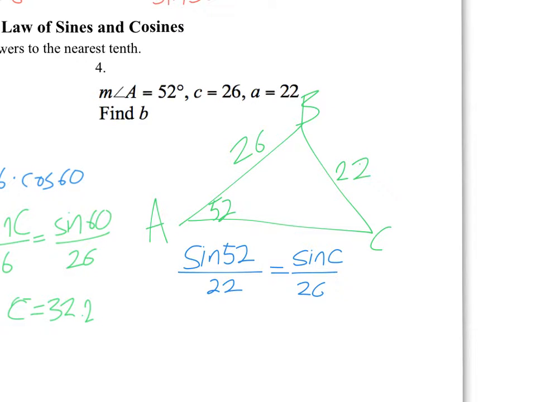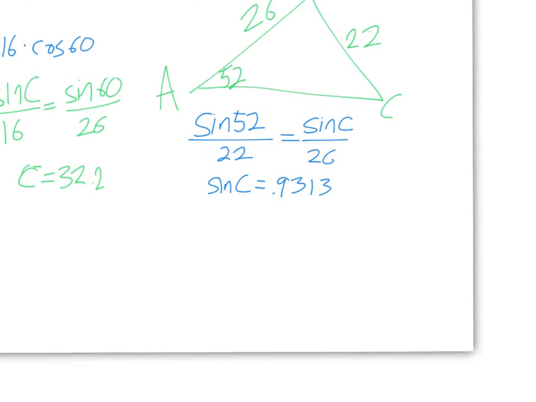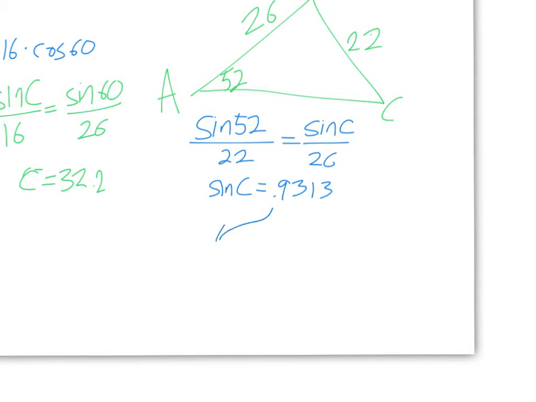We get sine c is equal to 0.9313. Okay, here's where I could go in 2 different directions. The first is normal, and that's if we're dealing with the acute version of this. And we get c is equal to 68.636. That means that angle B is equal to 180 minus that, minus 52, which is 59.3639 degrees.